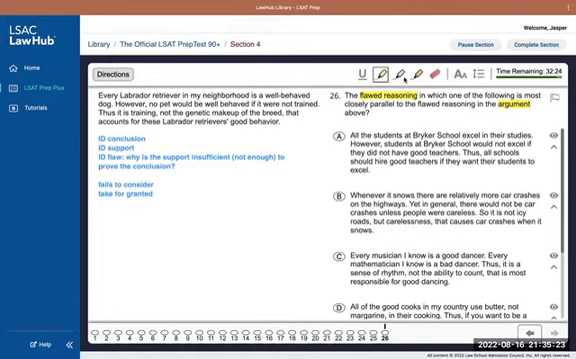So our argument says every Labrador Retriever in my neighborhood is a well-behaved dog. However, no pet would be well-behaved if it were not trained. Thus, it is training, not the genetic makeup of the breed, that accounts for these Labrador Retrievers' good behavior. Okay, so conclusion, relatively easy to identify, right? We have a nice conclusion indicator word there. It's the last sentence. Yeah, it's an explanation of the results that we have.